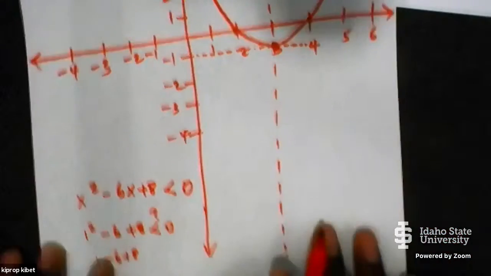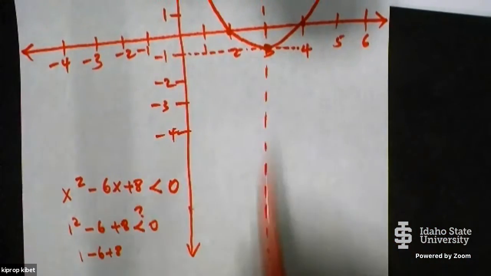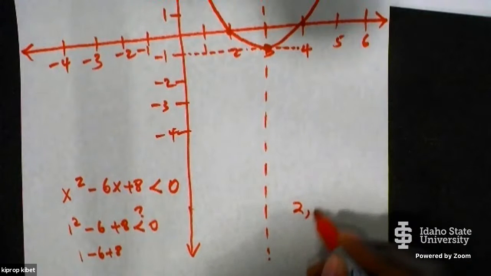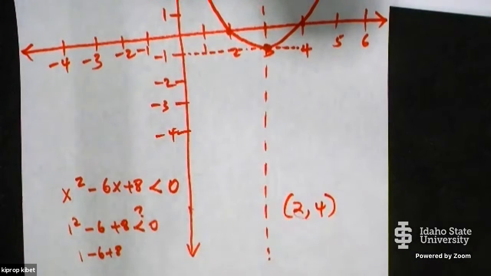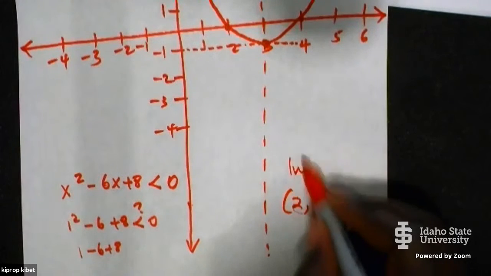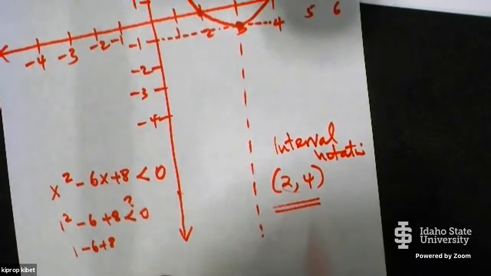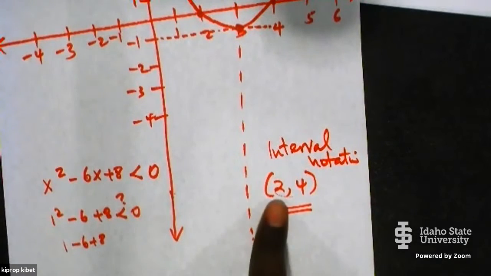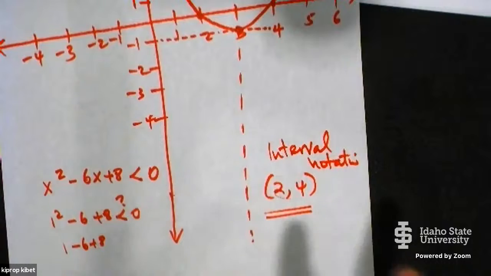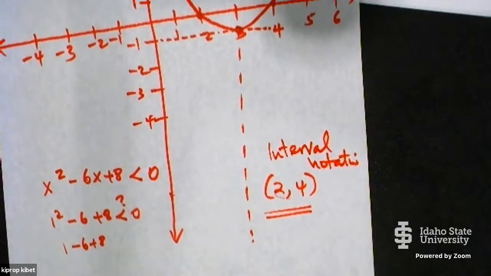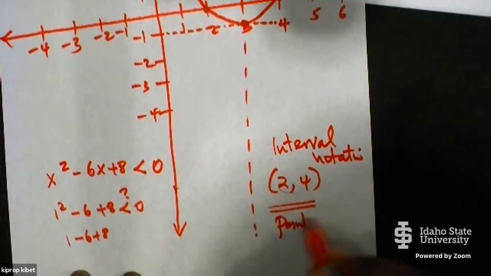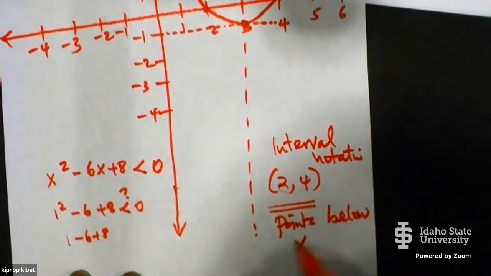So therefore, our interval here will be 2 to 4, but we are not including 2 and 4. Okay? So this is our interval notation. They are within 2 and 4, but we are not including 2 and 4. So those are the points below the x-axis.